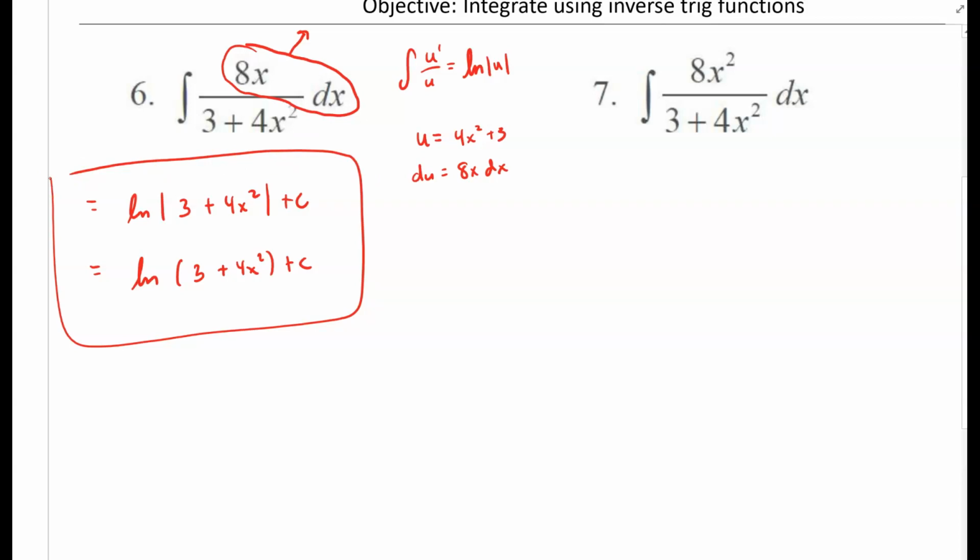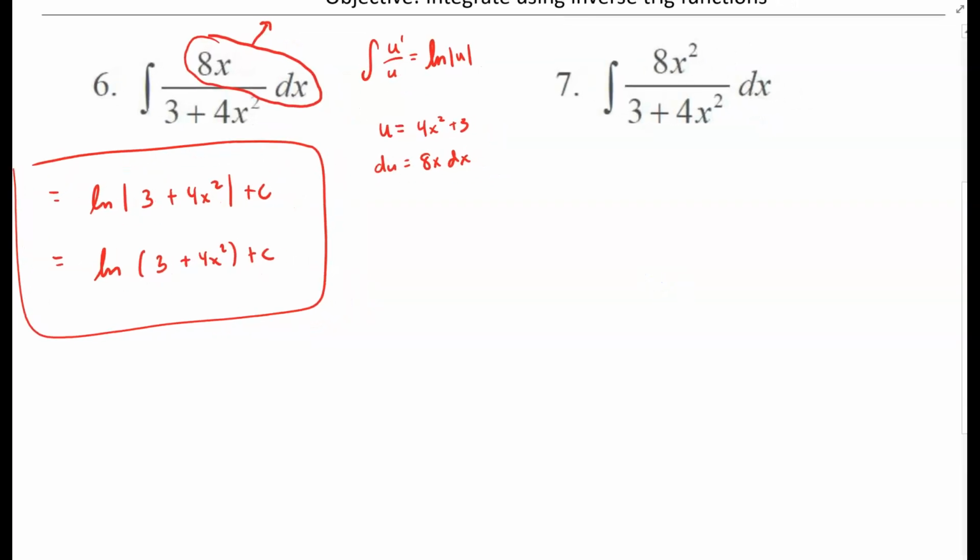Number 7. Now I have 8x squared. So if I did a u substitution with the denominator, it doesn't account for all of the x's in the numerator, and that's a problem. And so we're going to go back to what we learned at the beginning of this video, that if the powers are the same between numerator and denominator, or if the power of the numerator is greater than the power of the denominator, then we need to do long division. So that's just what we will do.